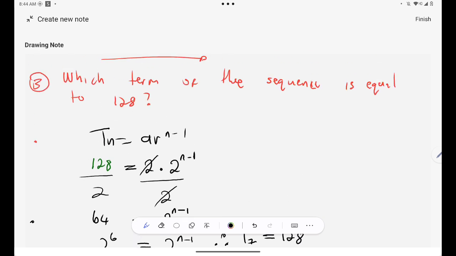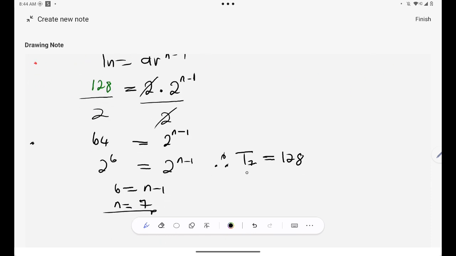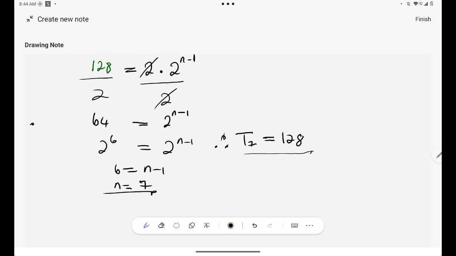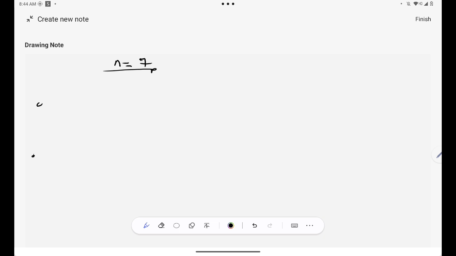Can you see that, guys? Whenever they want you to find the position of a term, they must give you the term itself, and then you go and calculate n, like this. Are you together? Okay, now let's say they want us to find the number of terms. Number 4: calculate the number of terms in the sequence.